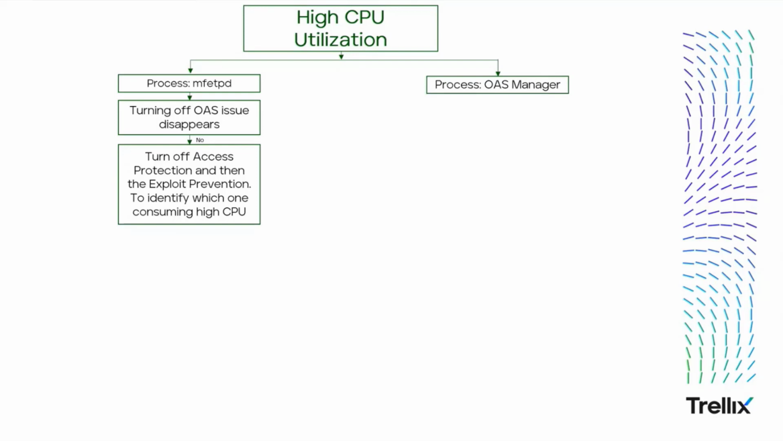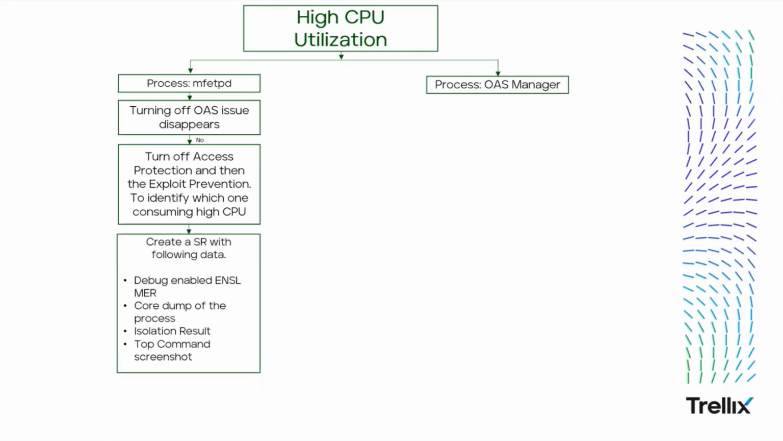If turning off access protection and exploit prevention helps, then please submit a service request with the following data: debug enable endpoint MIR, core dump of the process, top command screenshot, and the result of the isolation you have performed. Support will analyze the dump of the process and let you know the reason and fix for the same. Access protection and exploit prevention are lightweight components and are expected not to consume high CPU.